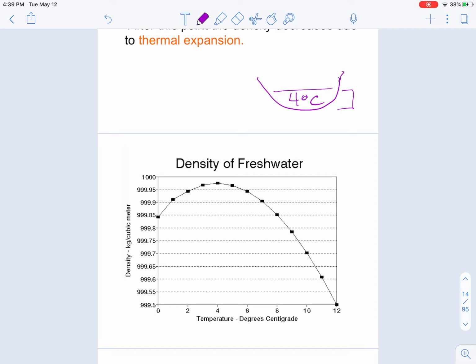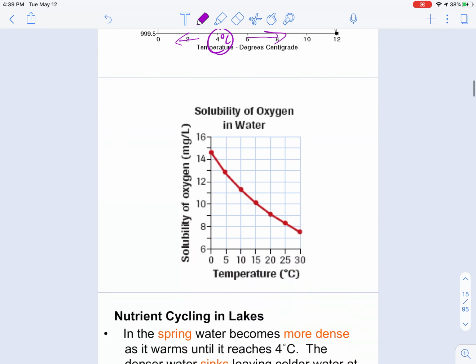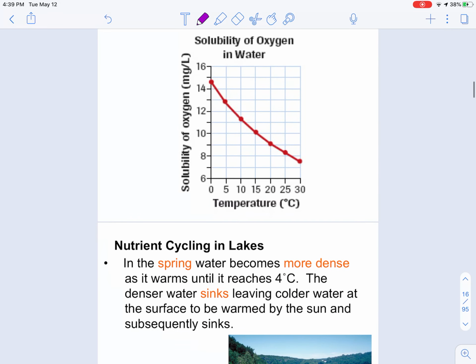So they show you here that it is 4 degrees Celsius when water is the densest, and so what will float above that is water that is a little colder or warmer than that. It's going to be floating above that 4-degree water.